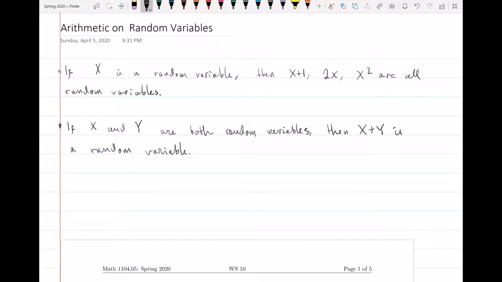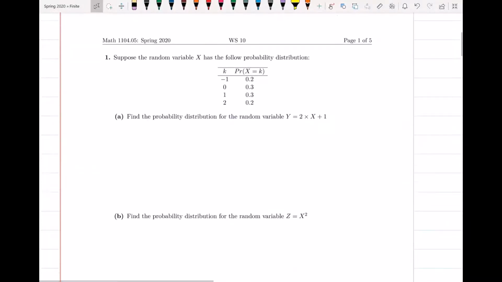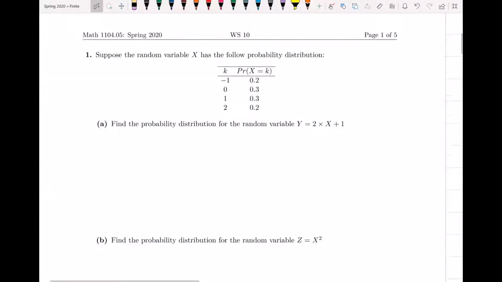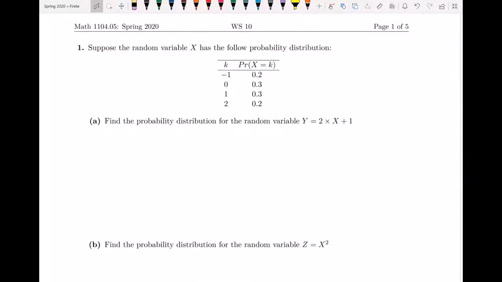So let's see how this works. Suppose we have this random variable. We can make a new random variable by multiplying it by 2 and adding 1. The problem is to figure out the distribution of this new random variable Y, so we want to fill in the table: k and then the probability that Y equals k.